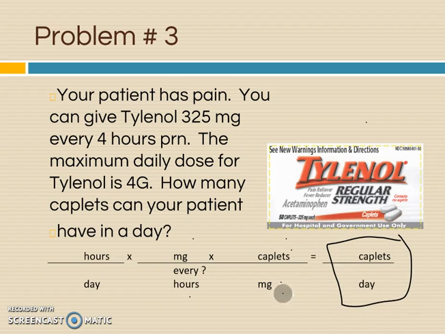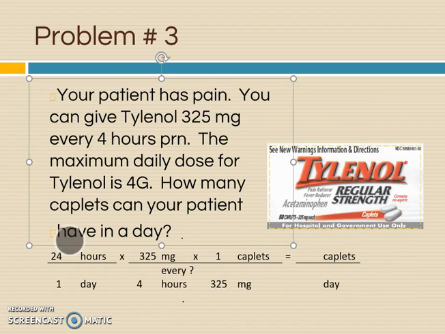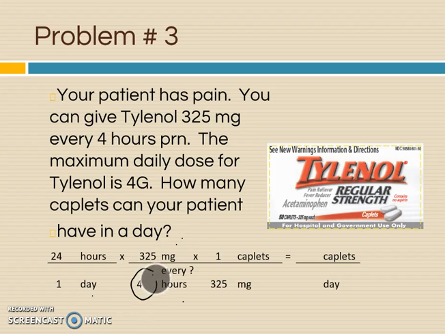So we have caplets per milligram, and this is regular strength Tylenol, and that's 325 milligrams per caplet. It's very small on there, but we would know that because it's regular strength Tylenol. And then milligrams per how many hours? Okay, so here it is. And then hours per day. We already know 24 hours in a day. So that's how the setup is. And here we have it. 24 hours in a day and 325 milligrams every 4 hours.